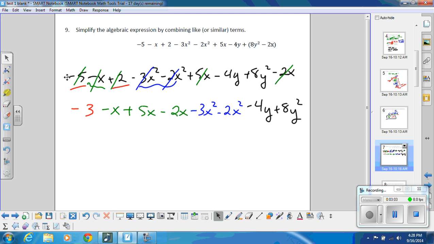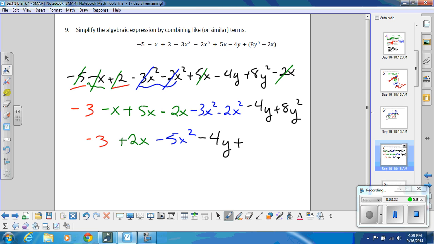So let's do what we can combine. The negative 3 comes along. I have negative 1x plus 5 minus 2. That's going to give me plus 2x, okay? Because I end up with 4, and then minus 2 is going to give me a plus 2. Now I have negative 3x squared minus 2x squared, which is going to give me minus 5x squared. And last but not least, I'm just copying my y terms.